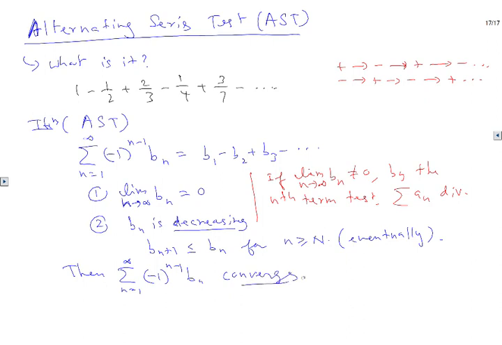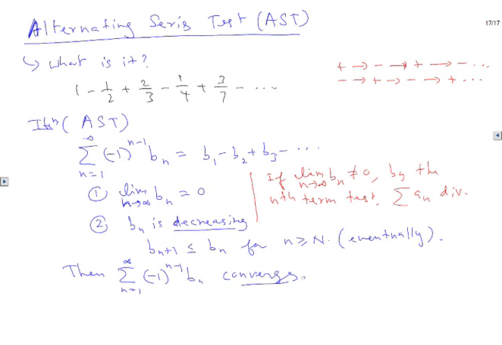This is really interesting. There are two conditions to satisfy. The limit of b_n has to be 0, and b_n should be decreasing. Remember, b_n means the part without the sign. So we pick the b_n part, whose limit is 0 and which is decreasing. Then this test says the series is going to converge.